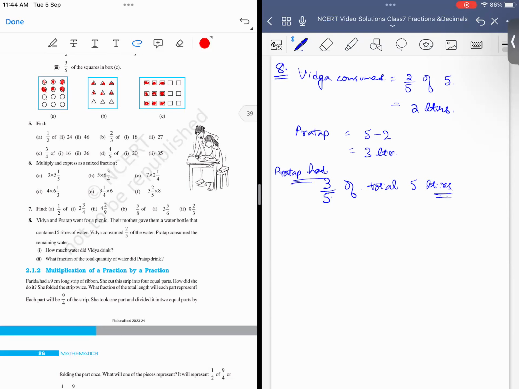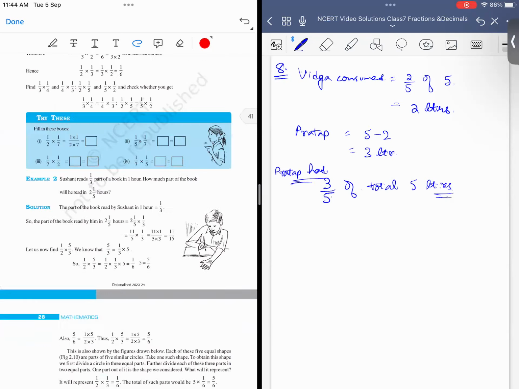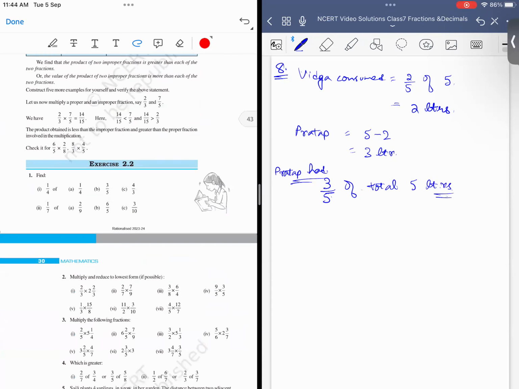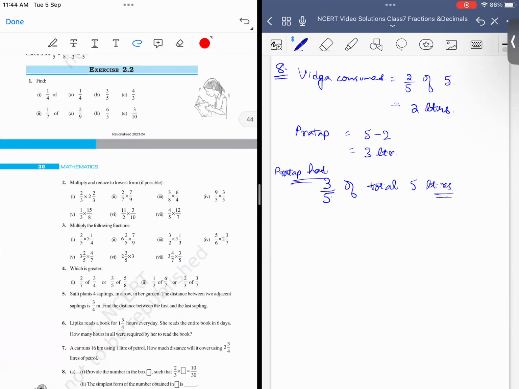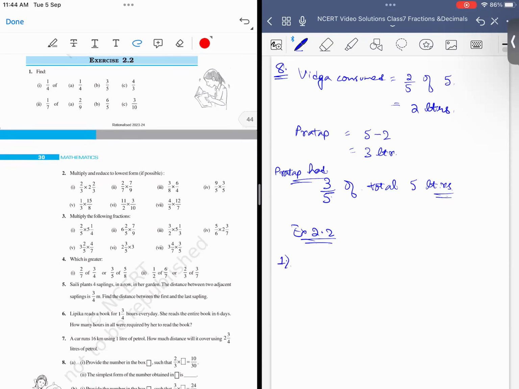Moving on to the next exercise. Exercise 2.2. Question 1. Find 1 by 4 of. Okay, so these questions are all similar types. So 1 by 4 of, I will take 3 by 5. Of means multiplication, so 1 by 4 into 3 by 5, that is 3 by 20, and this is in lowest form. Okay, likewise, we can do the rest.